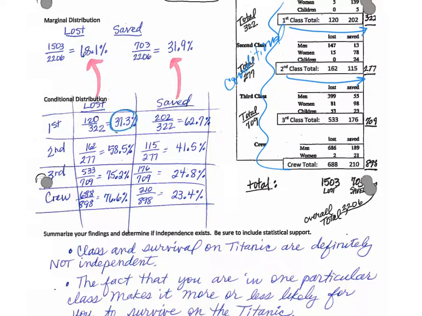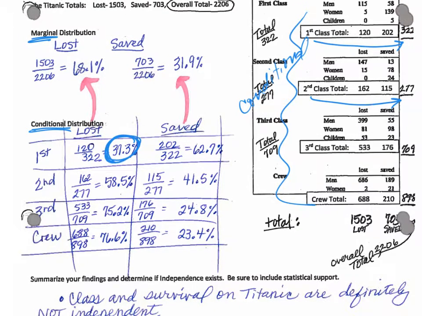Conditional upon you being in first class, 37.3% died and 62.7% was saved. So these were all conditional upon you being in a particular class. Right? Yes, and you knew what I was trying to say, so that's pretty good. And this marginal is overall on the whole entire ship, those that were lost and saved.